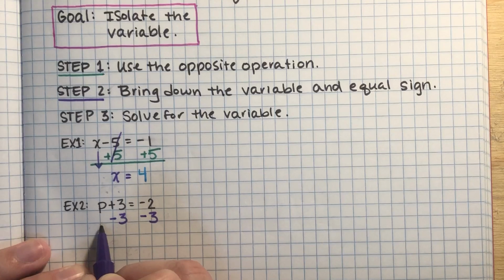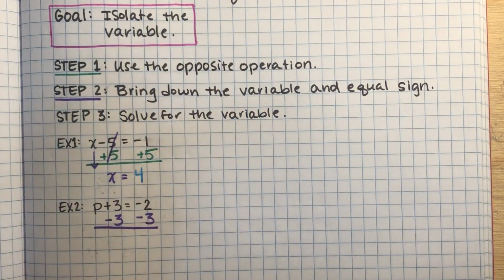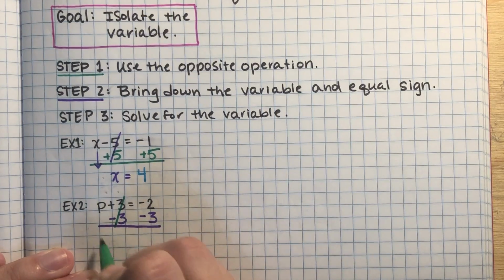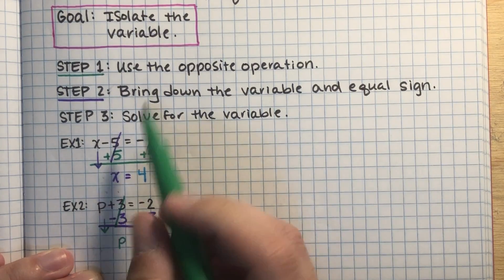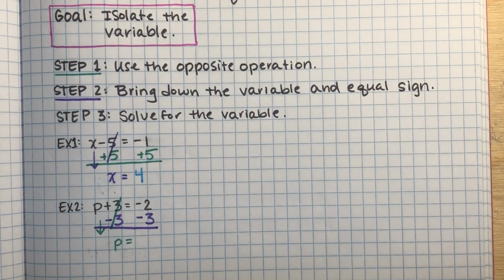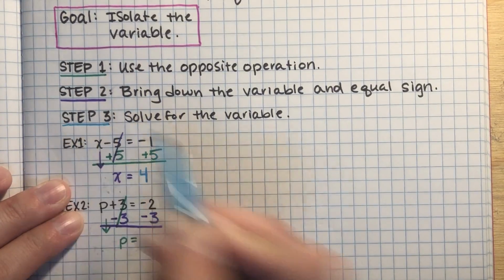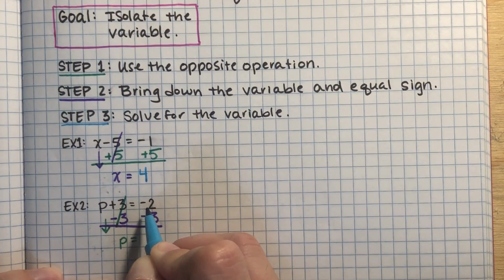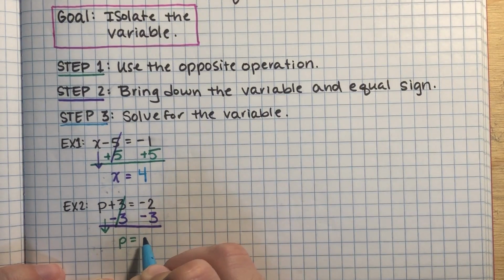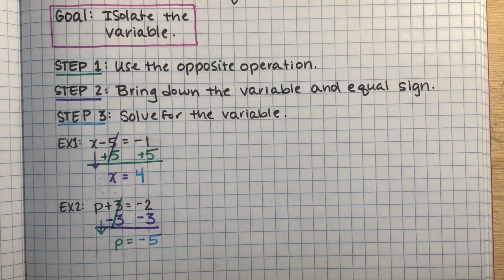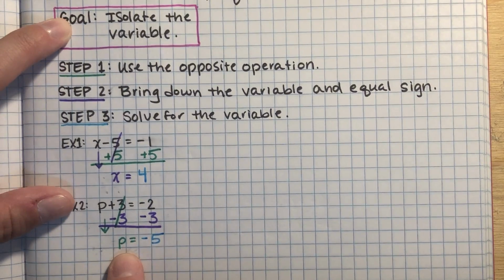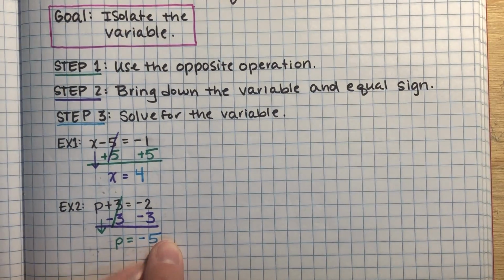Okay, so we're subtracting 3 from both sides. That makes our 3's cancel out on the left side. We're going to bring down our variable for step 2 and our equal sign. And then our third and final step tells us to solve for the variable. So we have negative 2 plus a negative 3, or negative 2 minus 3. Either of those works, which will give us negative 5. So we have our final answer now, p equals negative 5. We've isolated our variable, p is by itself, and everything else is on the other side.